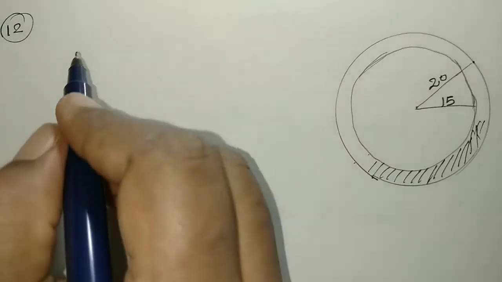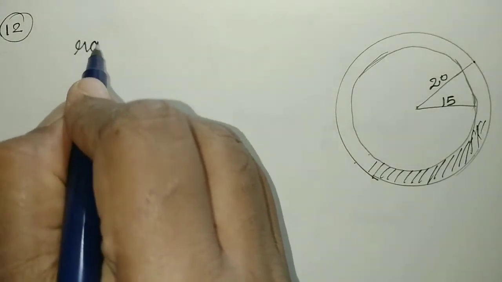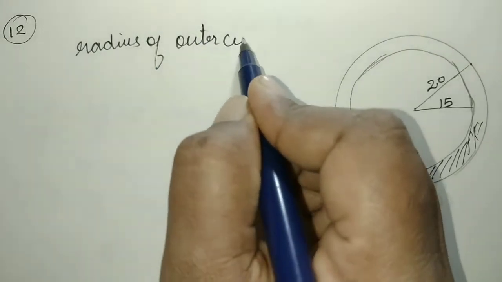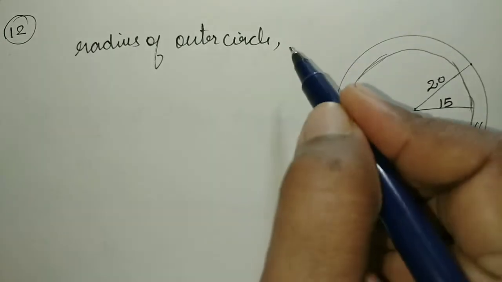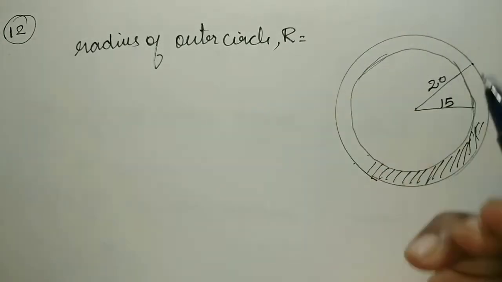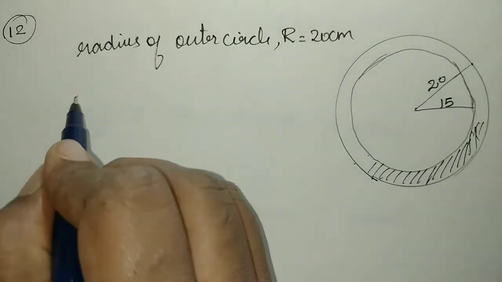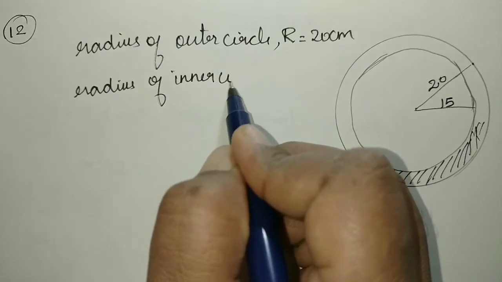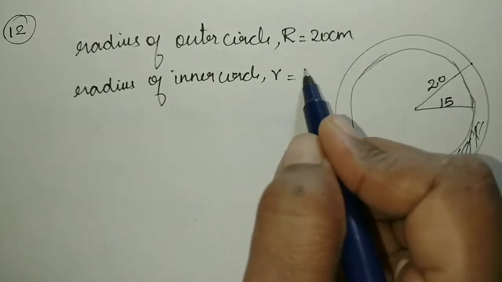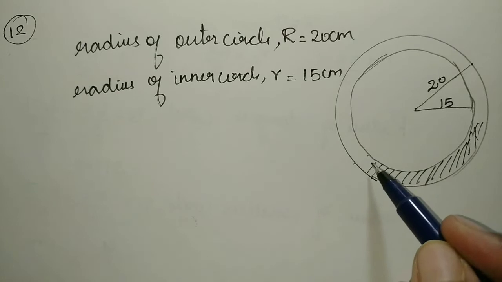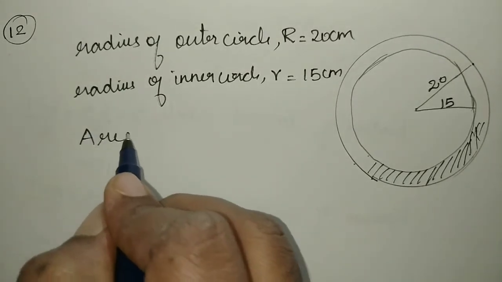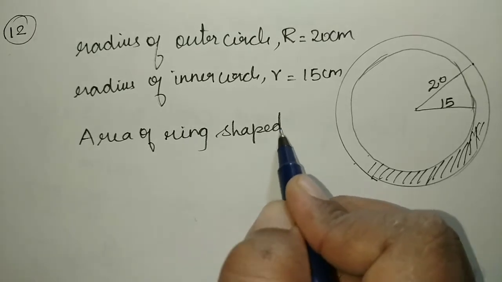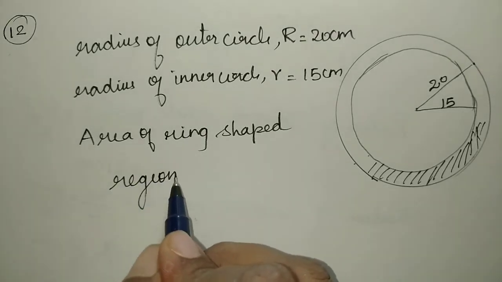So let the radius of the outer circle be capital R, that is 20 centimeter. And the radius of the inner circle, let it be small r, that is 15 centimeter. Now we have to find the space between them, right? So the area of the ring-shaped region. What is the area of the ring-shaped region?